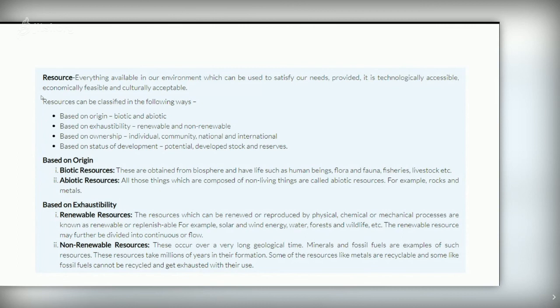So the first classification based on origin: biotic resources and abiotic resources. Examples for biotic resources: human beings, flora, fauna, fisheries, livestock. Examples for abiotic resources: rocks, metals. So this is the first classification of resources.